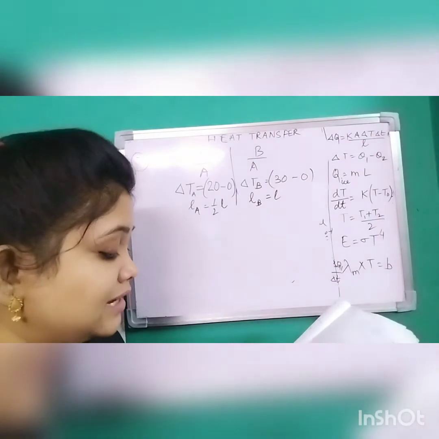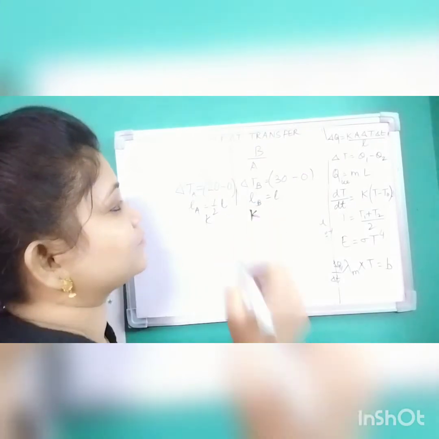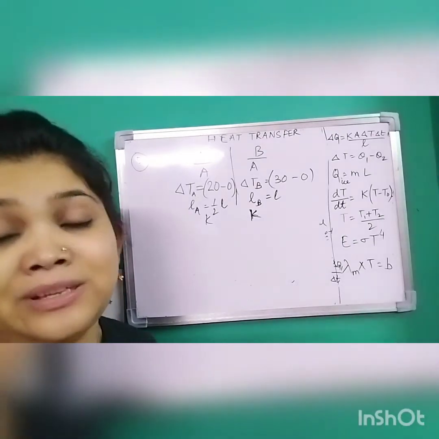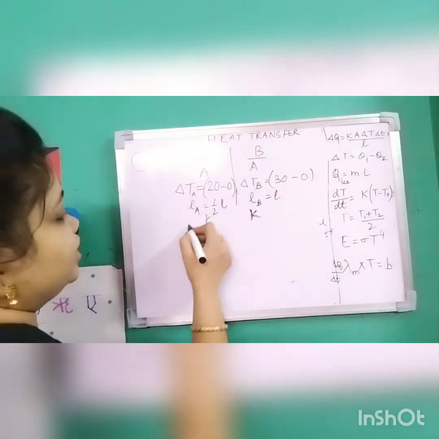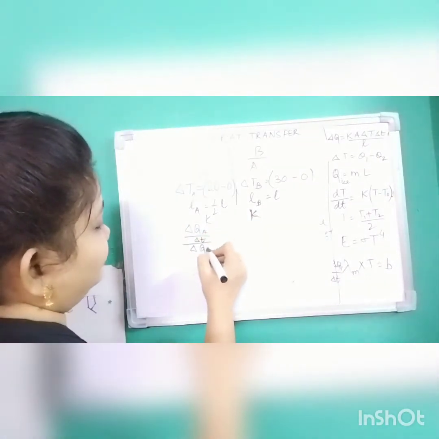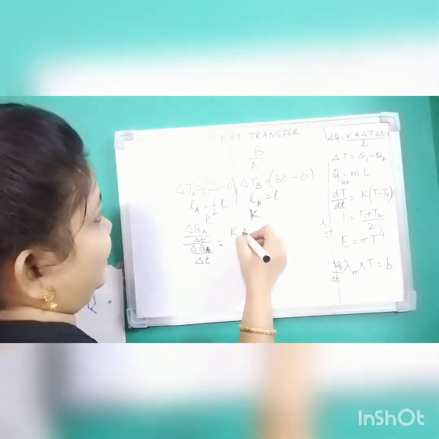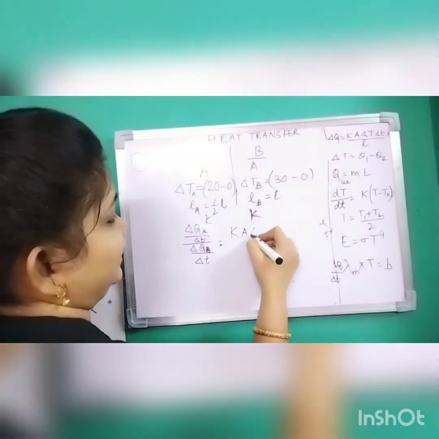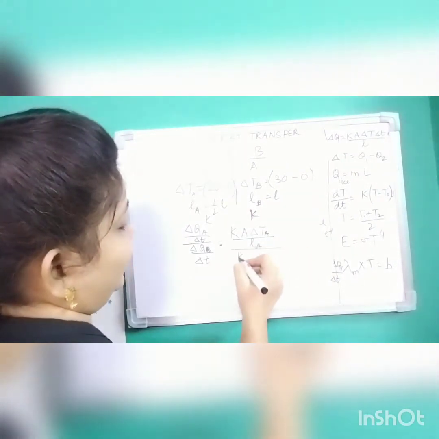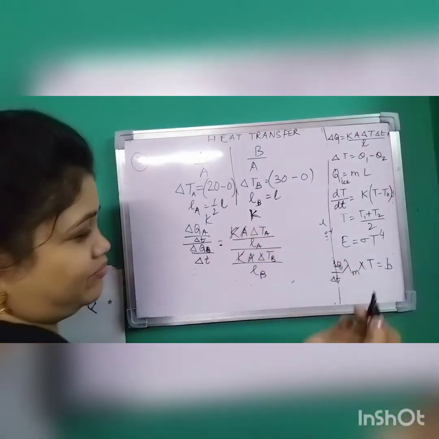Obviously, the metals are the same, so K will be the same in both cases. What have they asked? What will be the rate of heat conduction? Rate means delta Q by delta T. So let us compare delta QA by delta T over delta QB by delta T. We have to find this, which is equal to K A delta TA by LA over K A delta TB by LB. You can cancel out K, which becomes easier.